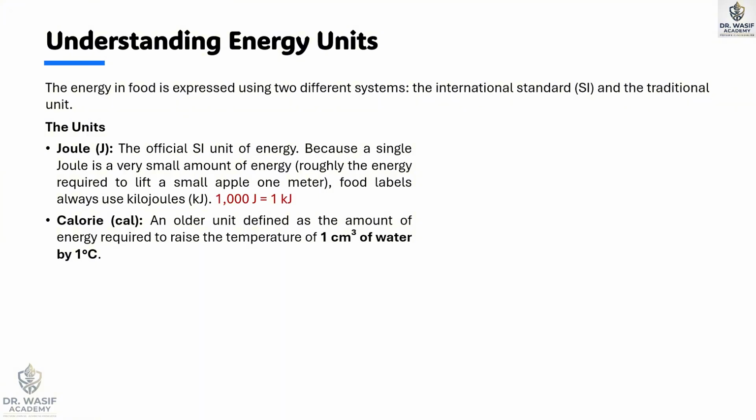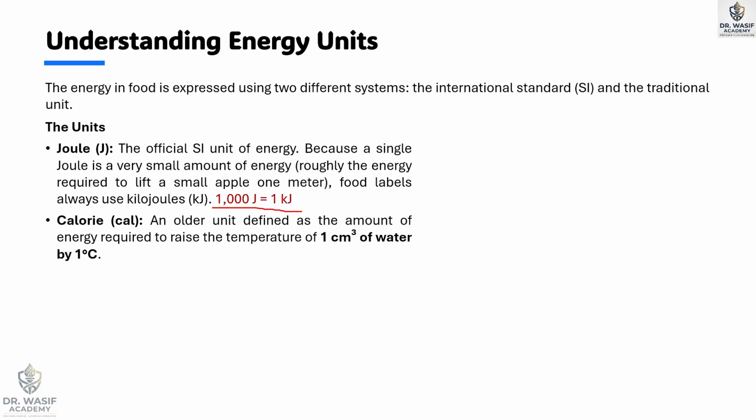Now, a single joule is tiny. It's roughly the amount of energy you need to lift a small apple 1 meter straight up into the air. Because it is so small, food labels always scale it up to kilojoules or kJ. Just remember your basic metric prefix: 1000 joules equals 1 kilojoule. You should remember this thing here. 1000 joules are equal to 1 kilojoule.